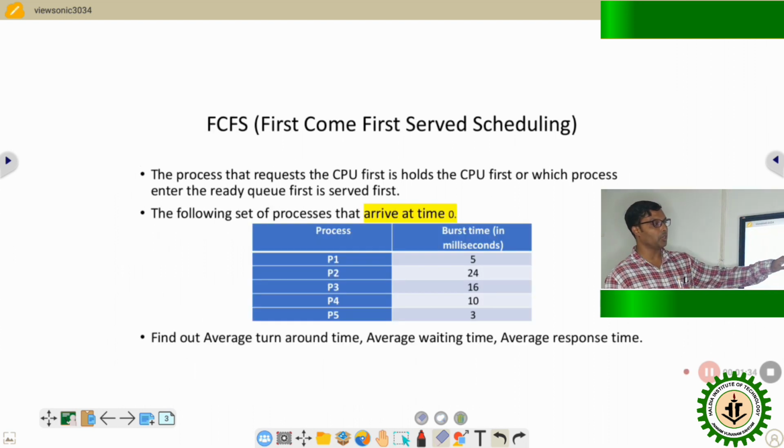First, we'll consider FCFS, the first come, first serve CPU scheduling algorithm.